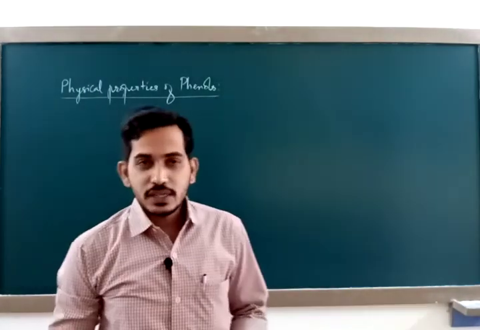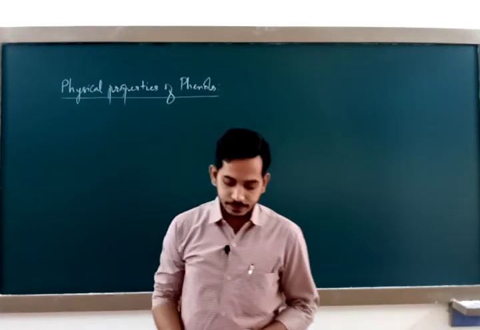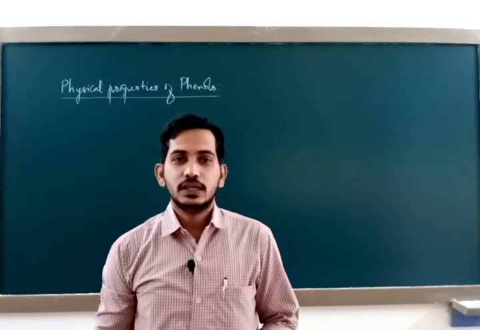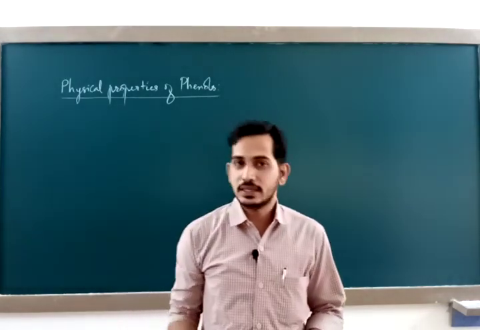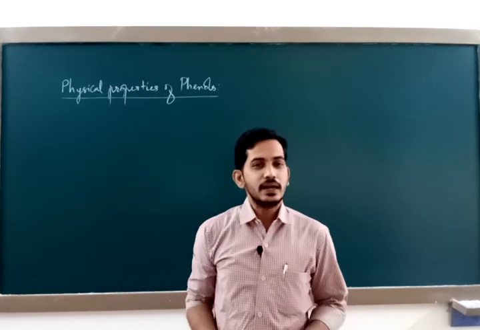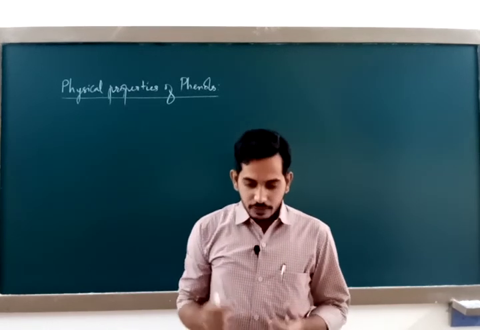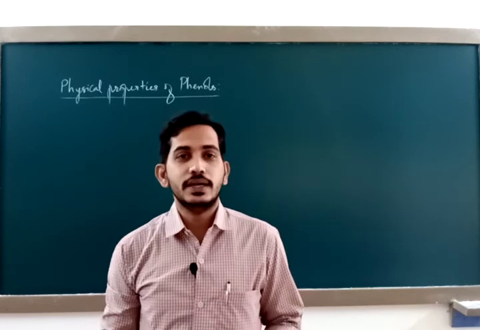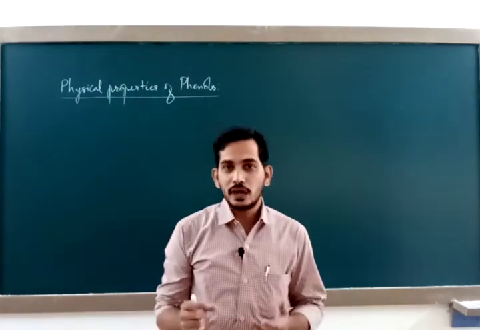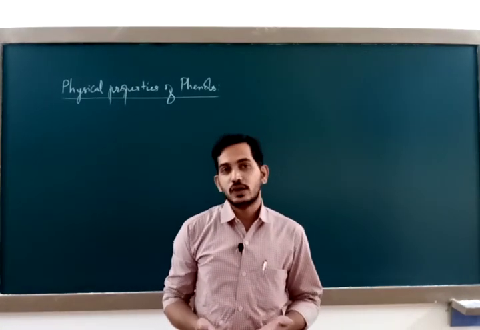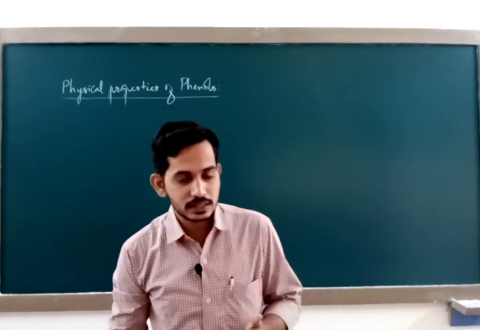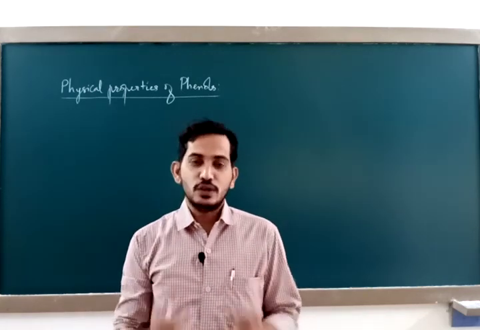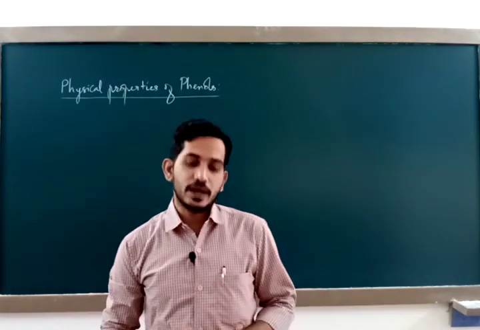The first physical property is always physical state. Phenol is a colorless liquid, or sometimes it exists as a colorless solid at room temperature, depending upon the conditions. If the temperature is too cold, it exists as a solid, otherwise it exists as a colorless thick viscous liquid. When it is in solid form, it is highly deliquescent. Deliquescent means one which absorbs water easily. So phenol at room temperature can exist as a colorless liquid or as a colorless deliquescent solid which can absorb water easily, and phenol has a characteristic carbolic odor or phenolic odor.